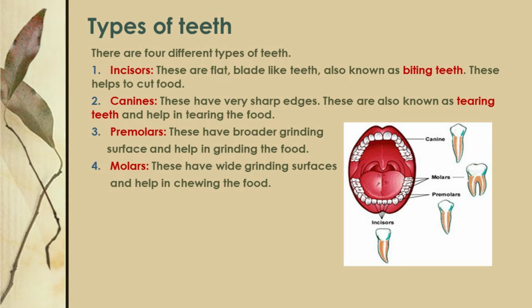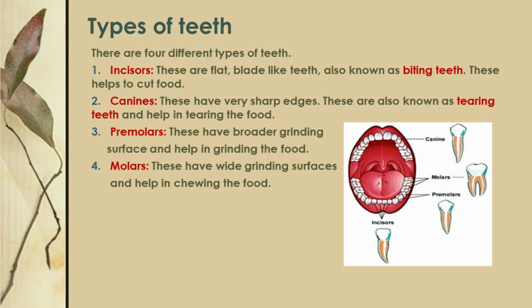Canines have very sharp edges. They are also known as tearing teeth. These help in tearing the food particles. Next are premolars. They are very broad. They have a broader grinding surface and help in grinding the food. Next are molars. These have a very wide grinding surface and help in chewing the food.